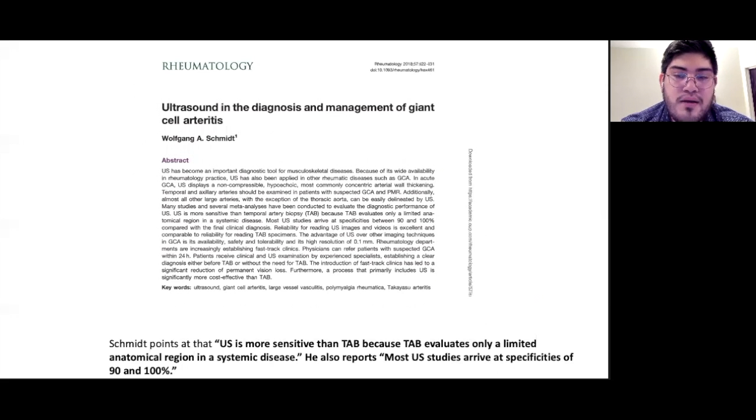Now, outside of the TAB, another thing you can do is the color Doppler ultrasound. A color Doppler ultrasound is more sensitive. It allows you to visualize more than just the external temporal artery. And this disease is not only present there, but it can be present somewhere else. So this can help you. So consider doing this if you have a negative TAB, but you still have a high suspicion for GCA.